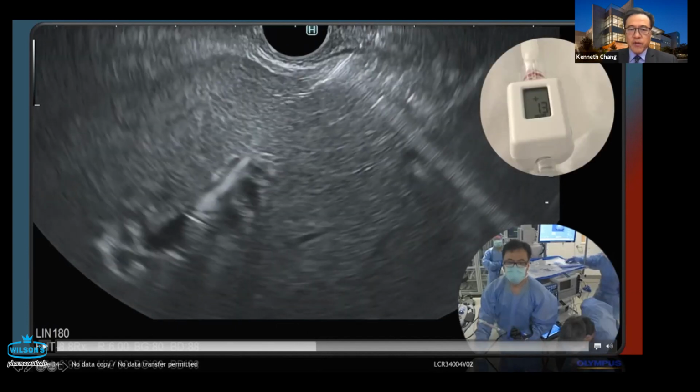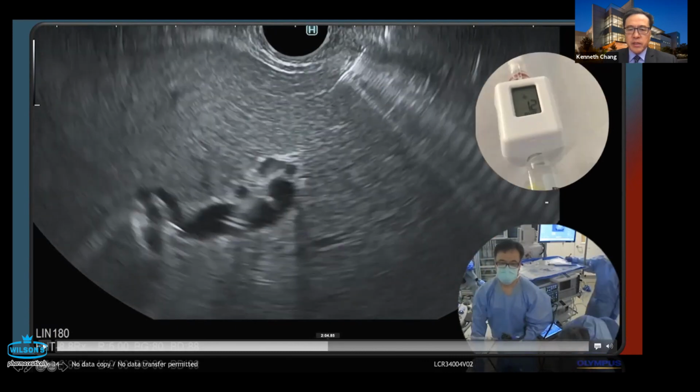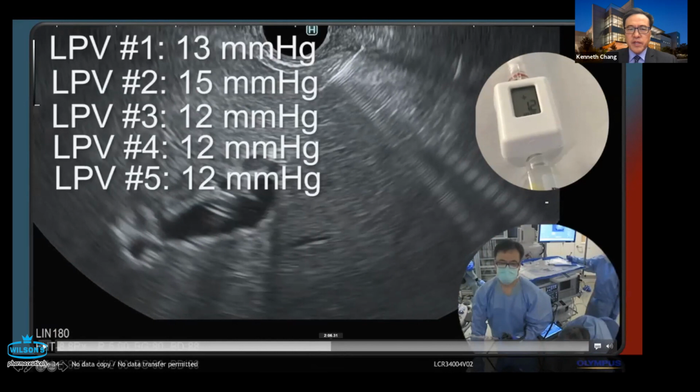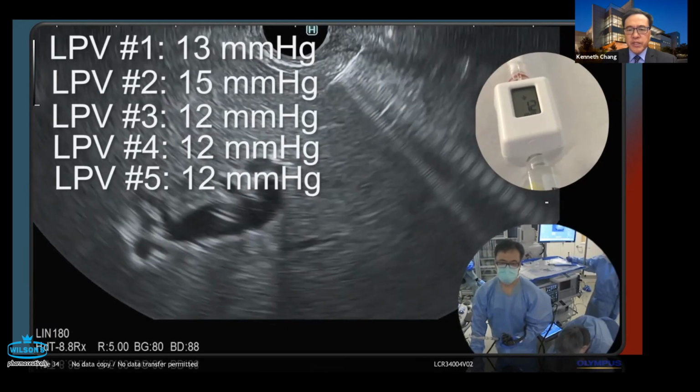We're in the portal vein, the left portal vein. And we'll measure the pressure in the portal vein. It's 13, 13, 15, 12, 12, 12. I did a few more just to be very precise. And so we get 12 as the portal pressure.